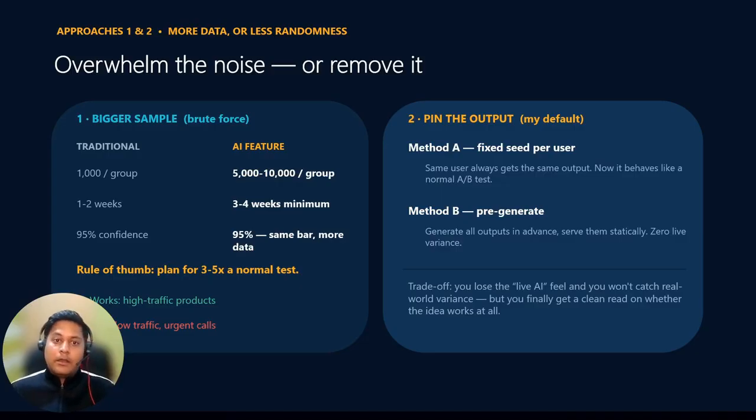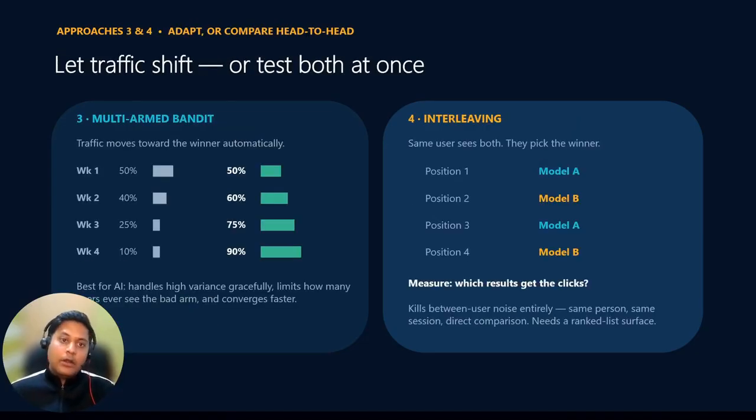Okay. Coming to approach 3 and 4, these are the clever ones. Approach 3, the multi-armed bandit. Instead of locking traffic at a 50-50 split for 4 weeks, the split adapts. Week 1, it's 50-50. As evidence accumulates that B is better, the algorithm shifts the traffic to 60%, then 70%, then 90%. So it continuously reallocates toward whatever is winning.